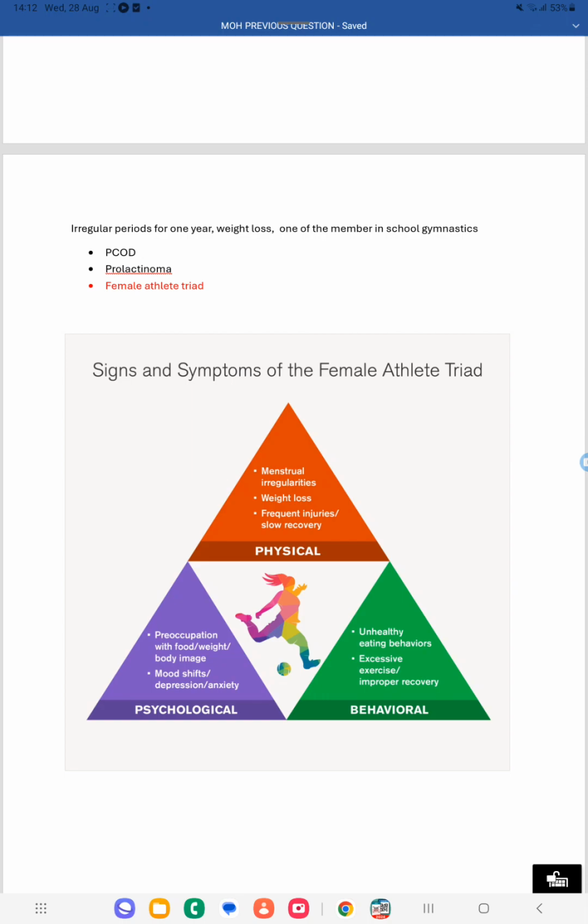Another name of female athlete triad is relative energy deficiency in sport, REDS. Relative energy deficiency in sport, that is the another name of female athlete triad.